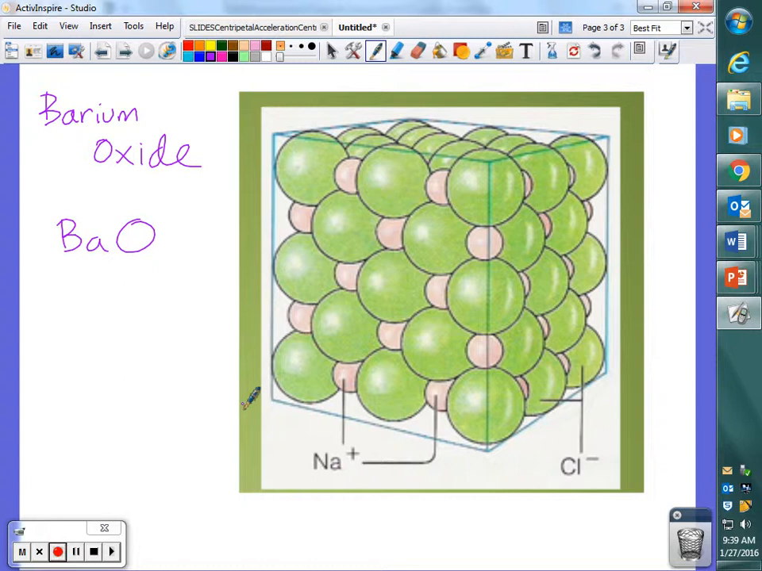Would the crystal look any different than this one? It doesn't look any different. But it would be stronger. They might be tighter together, yes. But I was thinking more on the opposite end. What would that change about barium oxide versus sodium chloride? It'll be stronger. What will that change properties-wise? It has a higher melting point because it's harder to separate them. Yes.